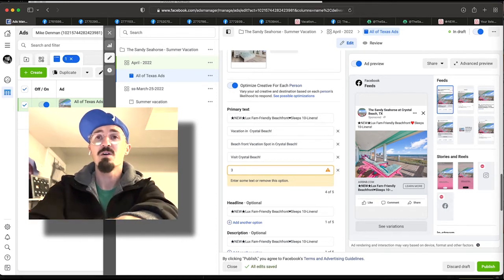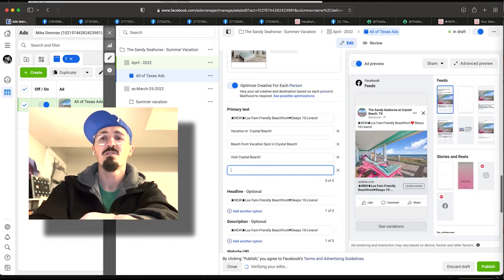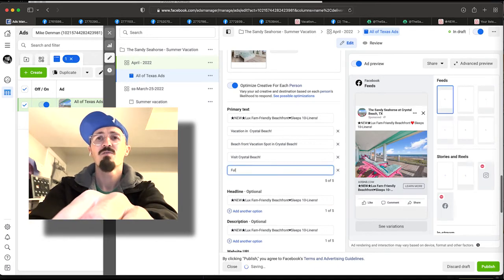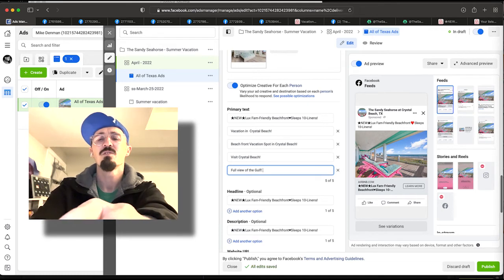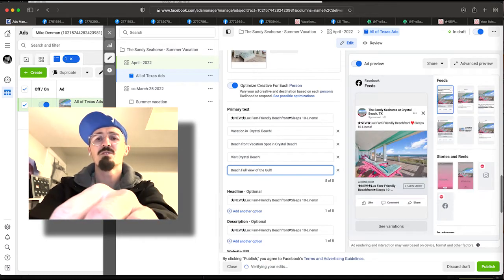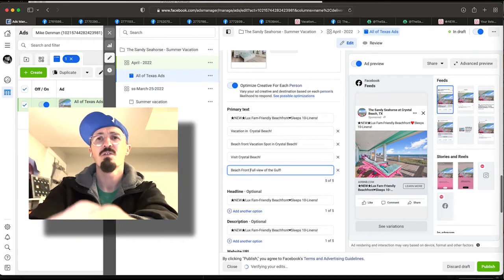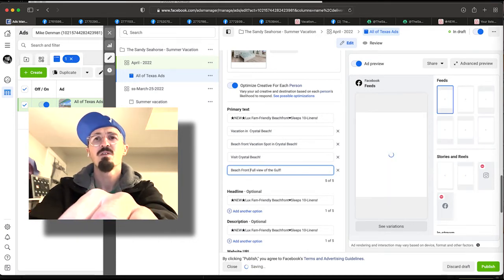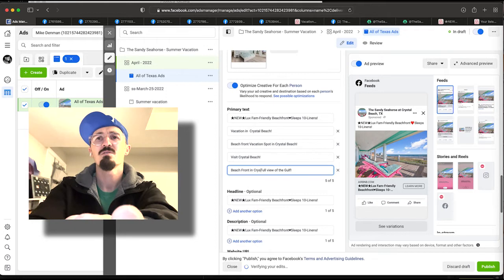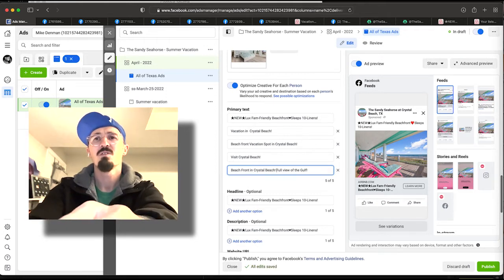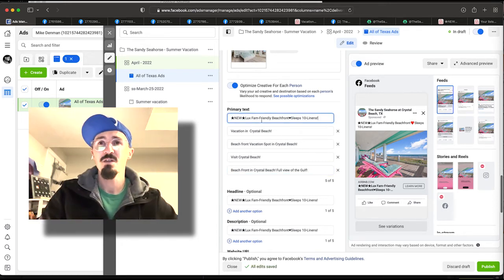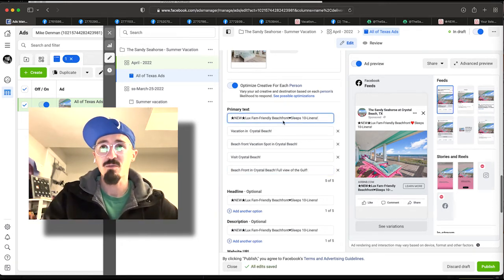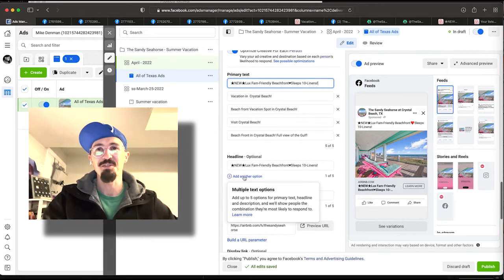And then we'll do 360 full view of the Gulf. Beachfront, full view of the Gulf. All right, so look, we just have a few different variations matching the Airbnb. We'll see how that performs. I think it's fun. Yep, we're going to go with it.